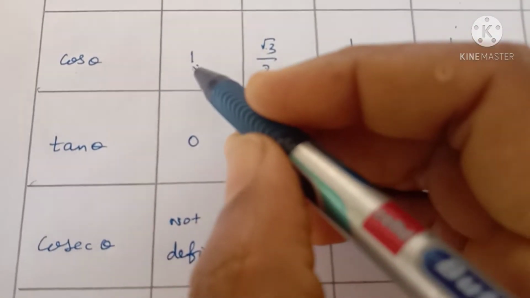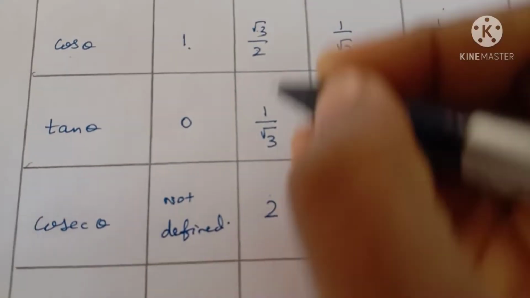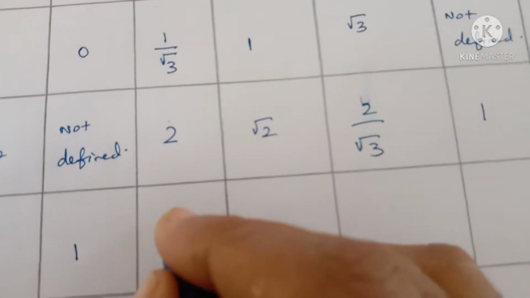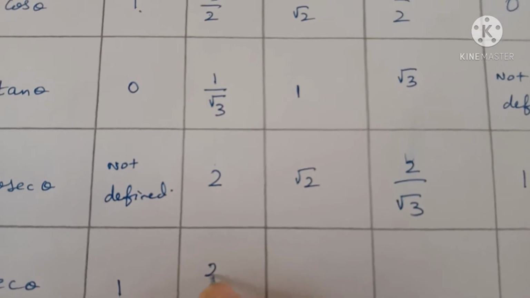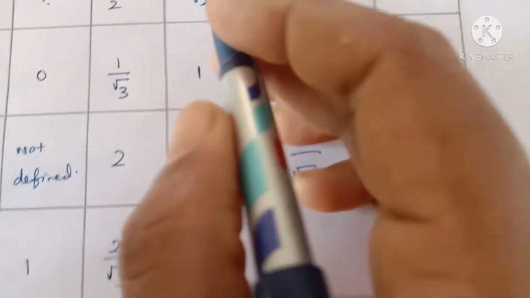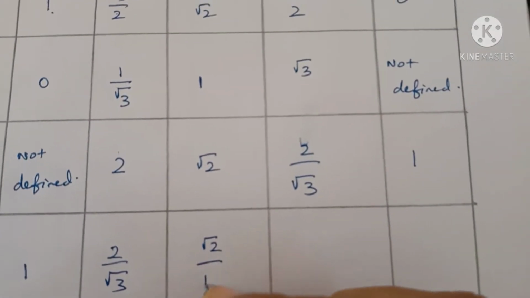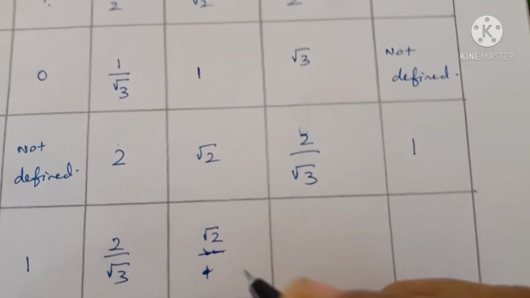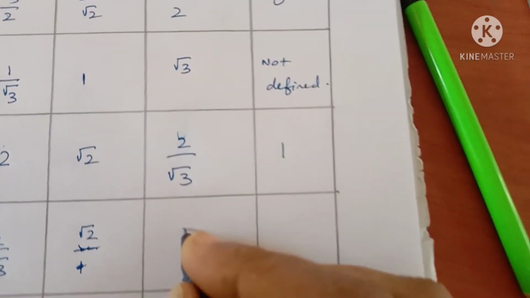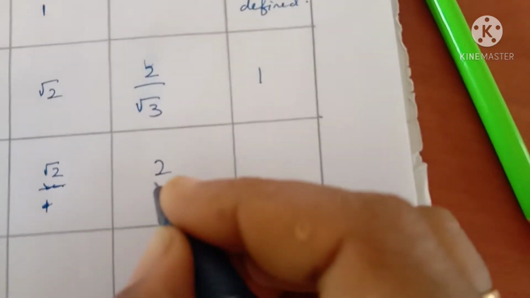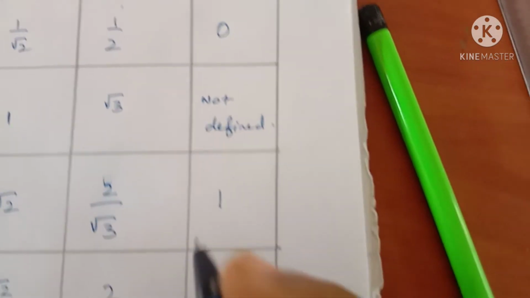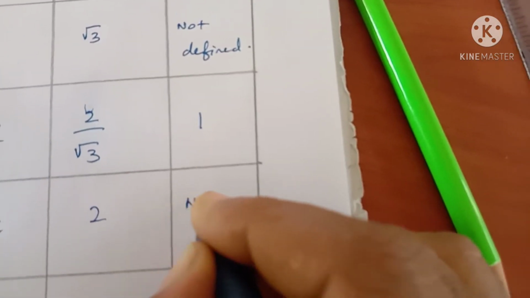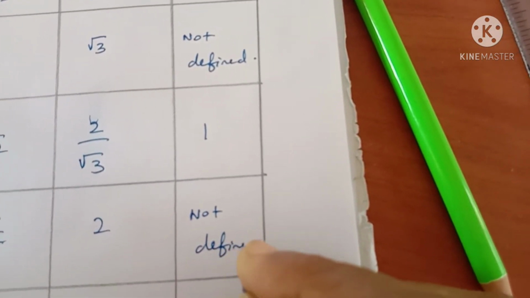Next, sec theta is the reciprocal of the cos theta. So 1 by 1 is 1. Root 3 by 2 is 2 by root 3. Then 1 by root 2 is root 2 by 1, which is equal to root 2. And 1 by 2 is again 2 by 1, which is equal to 2. Then 0 by 1 is 1 by 0. 1 by 0 means not defined.